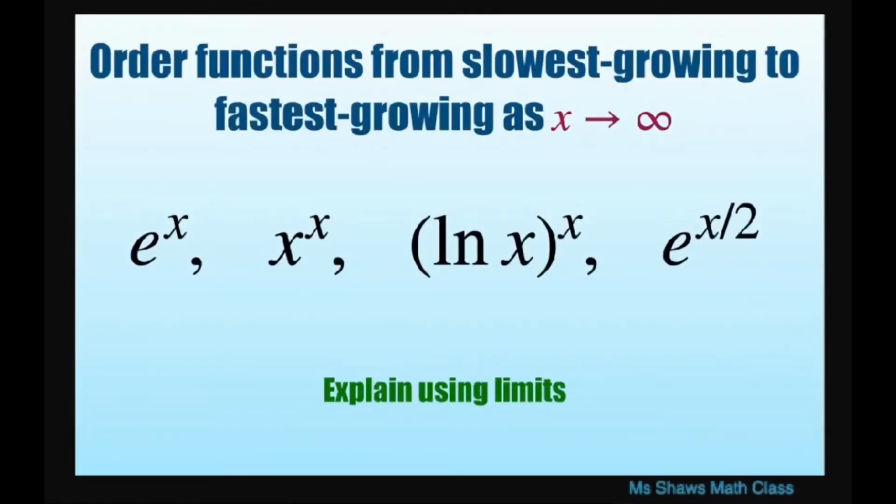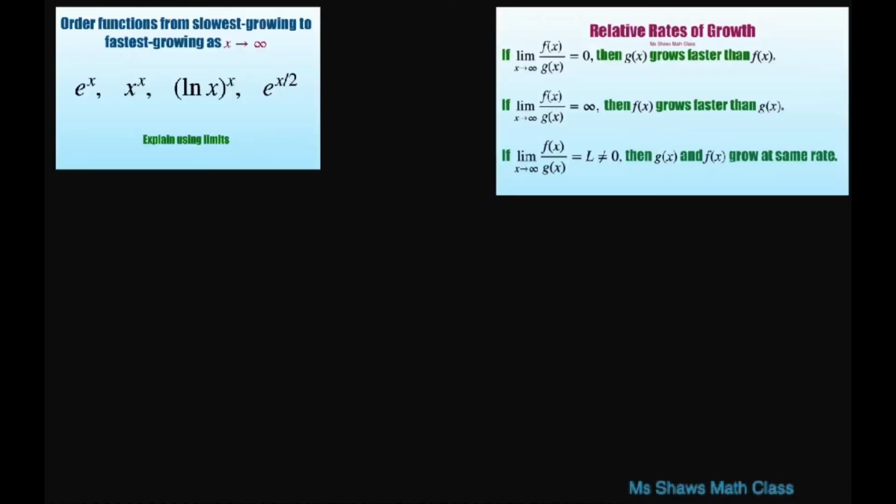Hey everyone, we're going to order our functions from slowest growing to fastest growing as x approaches infinity. We're going to explain using limits, and we're looking at these conditions here. So let's first compare e to the power of x to x to the power of x.